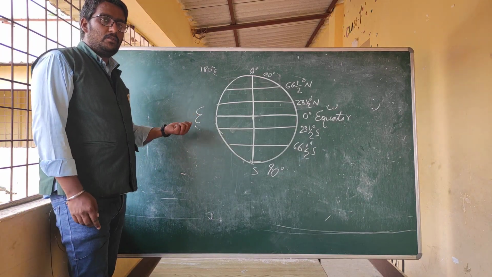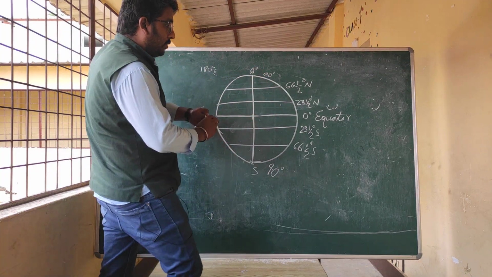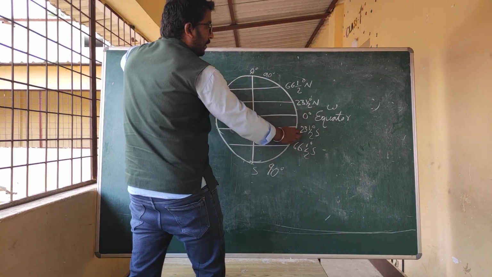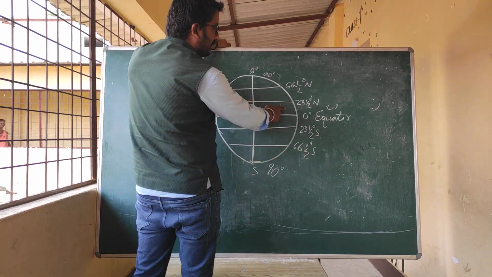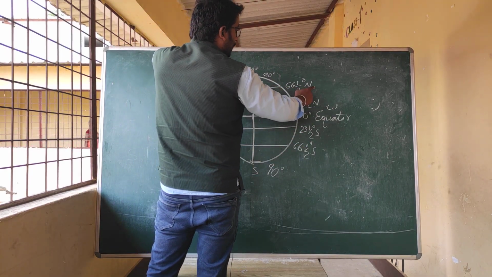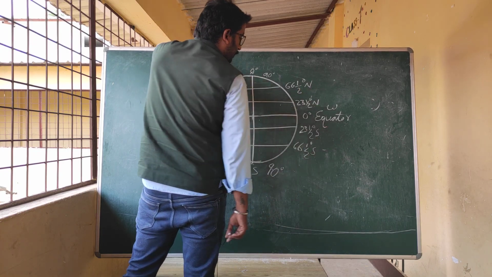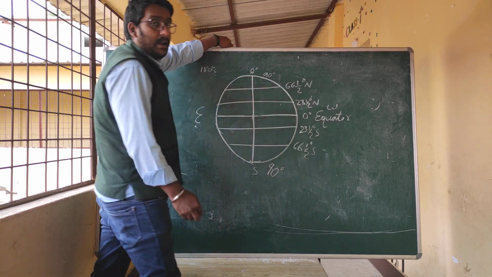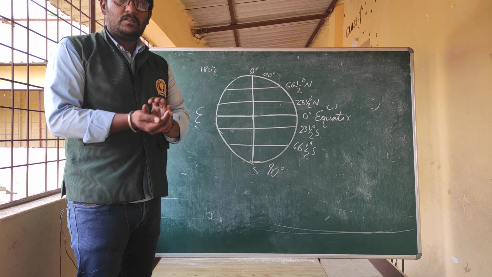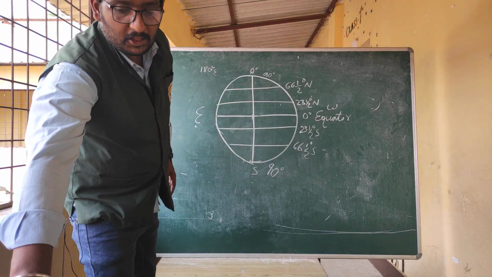You can write down all the notes what I have taught you and all the names of the equator. What I have told, let me tell you, this is Tropic of Cancer. 23.5 degrees termed as Tropic of Cancer, and 66.5 degree as Arctic Circle. 23.5 degrees south is termed as Tropic of Capricorn, and 66.5 degrees termed as Antarctic Circle.